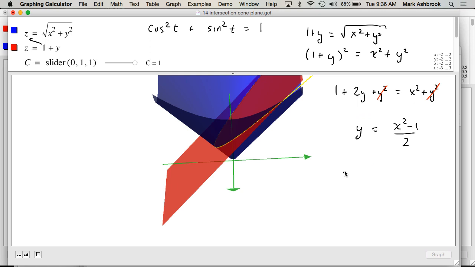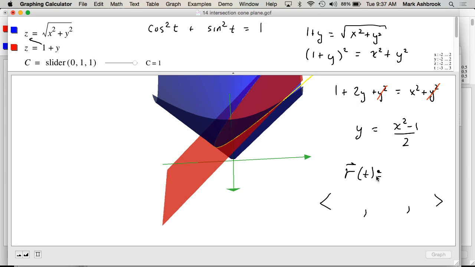So how are we going to parameterize this? We're not going to use sine and cosine because we don't have a circle in any two of the variables. So what are we going to do? What we can do is strategically let one variable just be t. Okay, just let one of them be t. So what should be t?